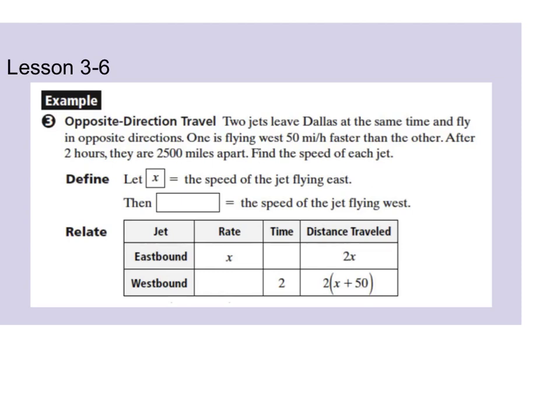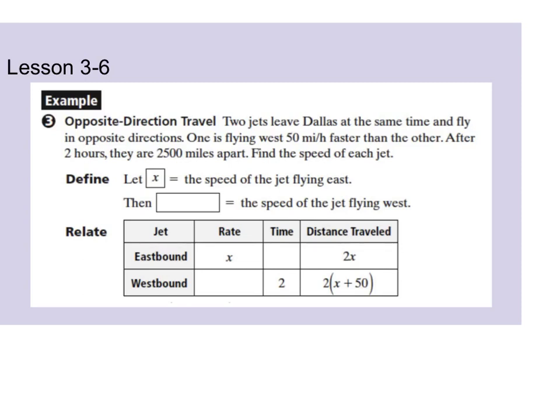in the last problem. So in this problem, two jets leave Dallas at the same time and fly in opposite directions. One is flying west, 50 miles per hour faster than the other one. After 2 hours, they are 2,500 miles apart. Find the speed of each jet, okay?